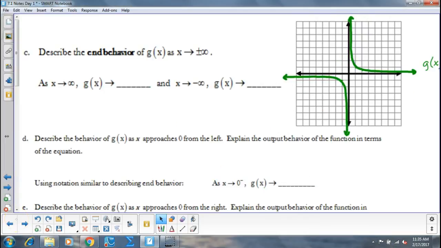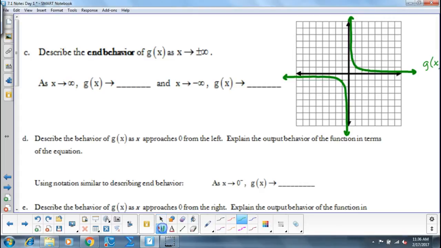End behavior is a concept that we've talked about already in this class. It's what our graph is doing when x is negative infinity, way over on the left side of the graph, and when x is positive infinity, way over on the right side of the graph. So that's what end behavior is talking about: the left and the right sides of our graph.